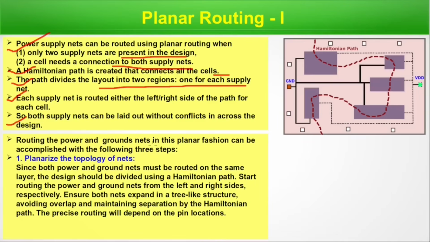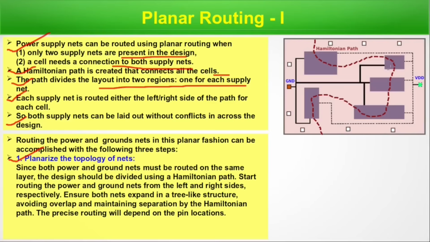Routing the power and ground nets in a planar fashion can be accomplished with the following three steps. Planarize the topology of nets. Since both power and ground nets must be routed on the same layer, the design should be divided using a Hamiltonian path. Start routing the power and ground nets from the left and right side, respectively. Ensure both nets expand in a tree-like structure, avoiding overlap and maintaining separation by the Hamiltonian path. The precise routing will depend on the pin location.